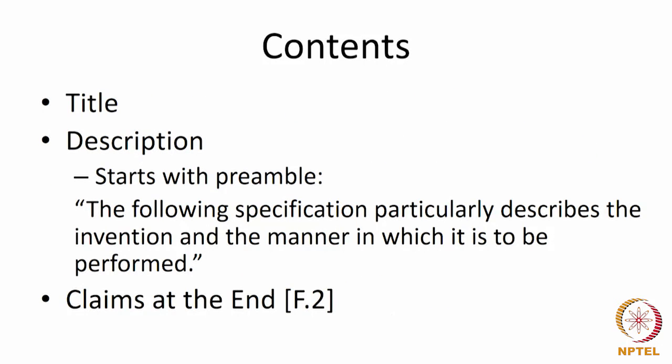Contents: it shall begin with the title, which shall be the same as what we saw in a provisional. Description: the preamble is different from the preamble of the provisional. The preamble will start with the statement, "The following specification particularly describes the invention and the manner in which it is to be performed." So, in Form 2 you will find that the preamble of a complete is different from the preamble of a provisional. It shall end with claims.